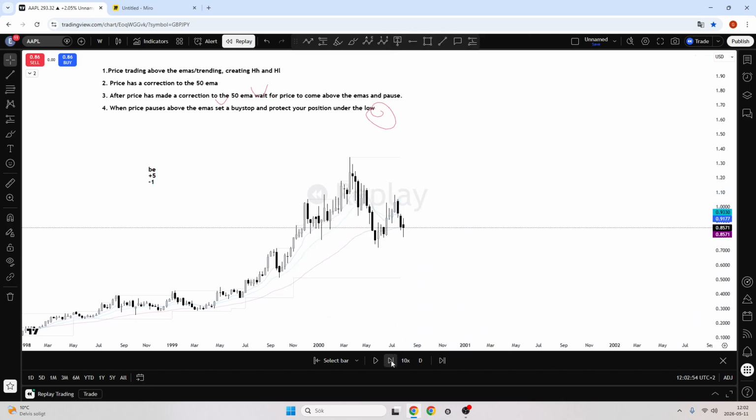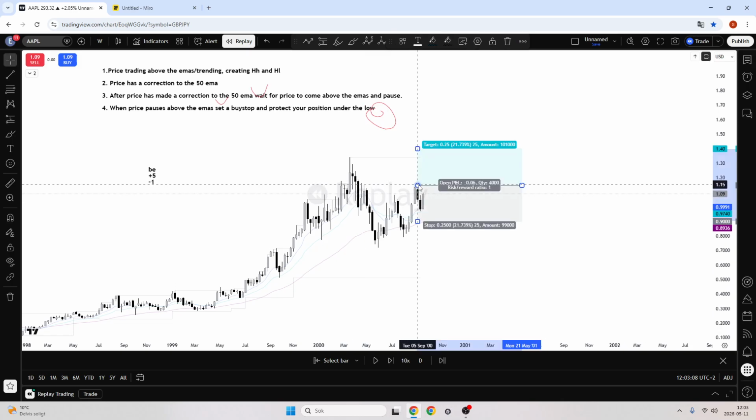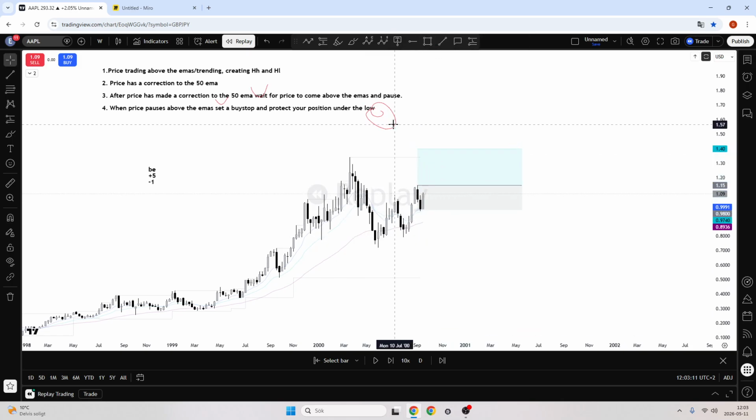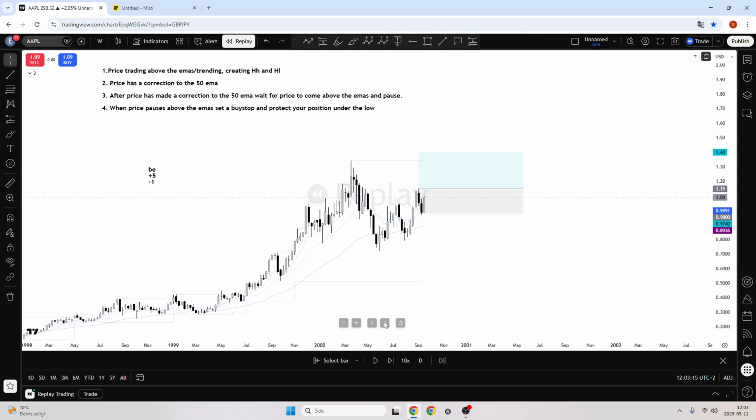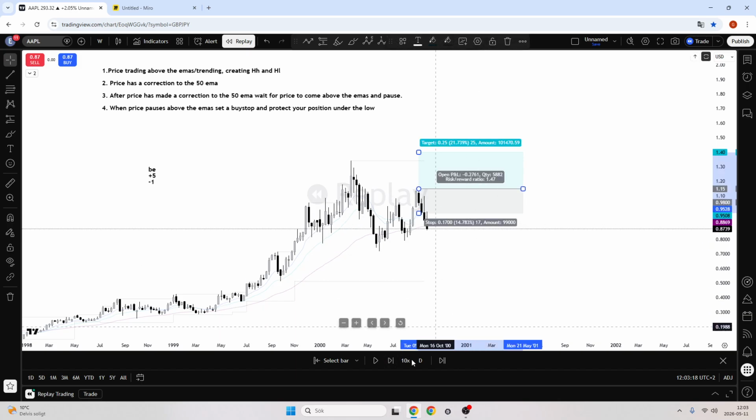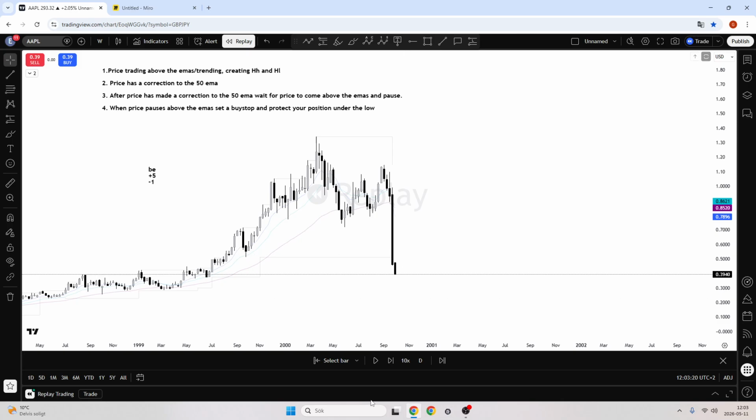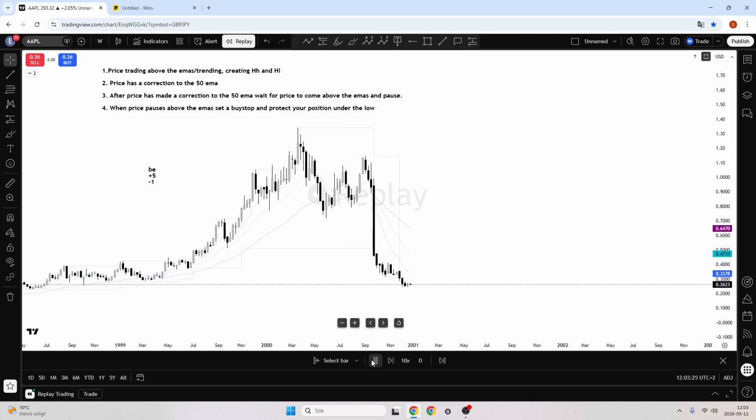Comes back to the 50 MA. Let's wait for a pause again. So it pauses, so let's throw a buy stop right there. Okay, it takes out the low, and nothing for us to do. So now we're just flushing down to the 50 MA, or below that, so there's nothing for us to do.